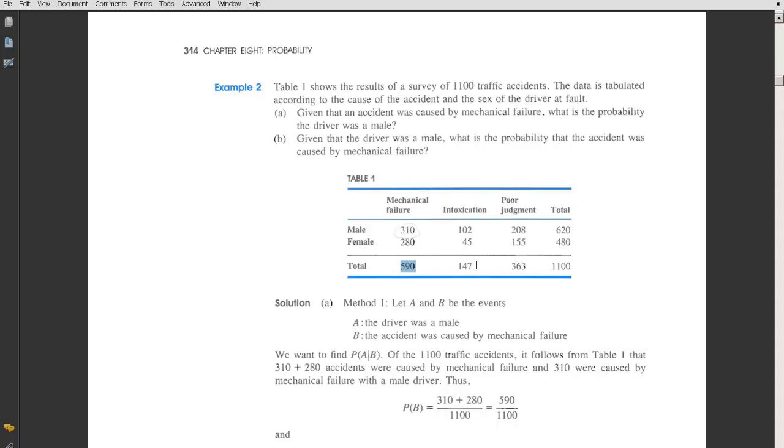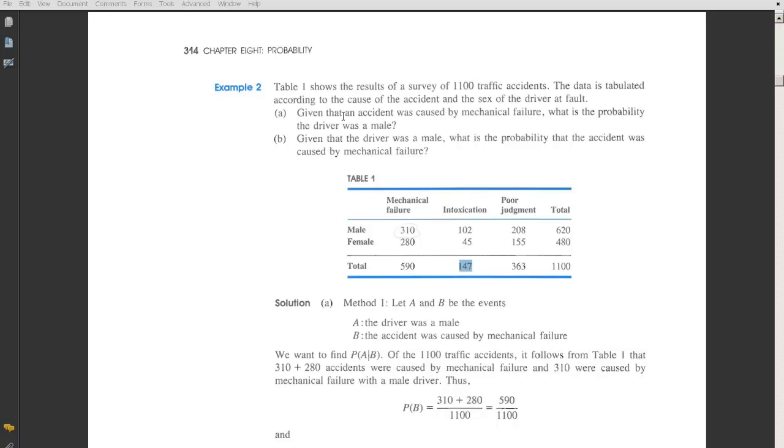What's the probability that it's intoxication? It's 147 divided by 1,100. You can do the same thing here. How many males were there? 620. How many females are there? 480. So what's the probability that it was a male? 620 out of 1,100. What's the probability that it was a female? 480 out of 1,100. That is, if you choose one of these cases out of the 1,100 cases, what's the probability that it's going to be a male that was driving? It's going to be 620 out of 1,100.